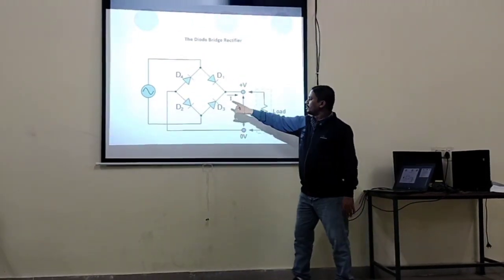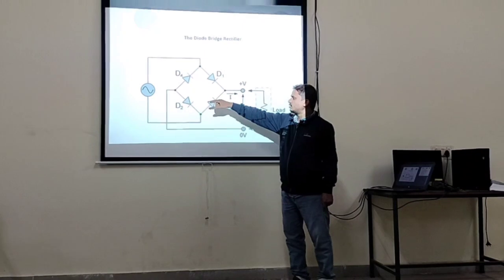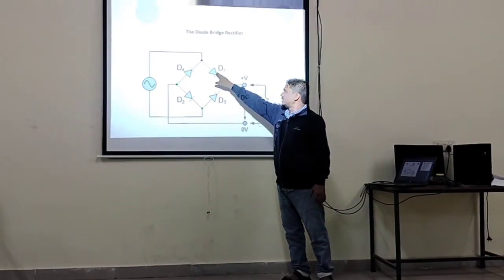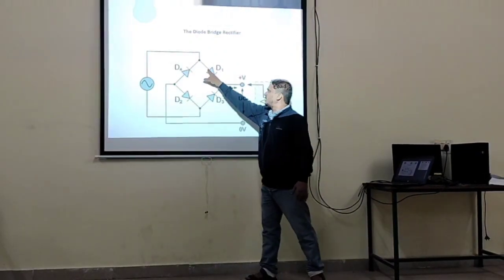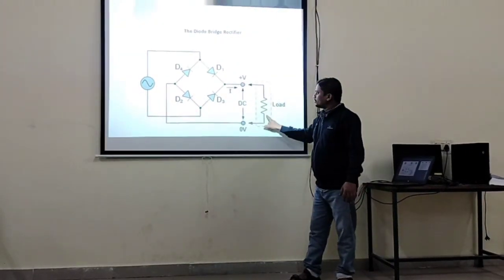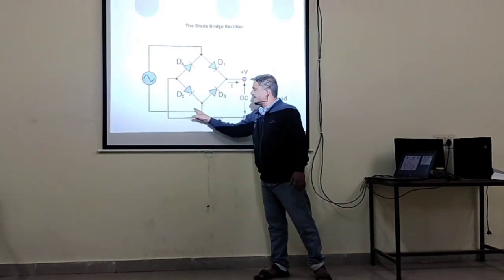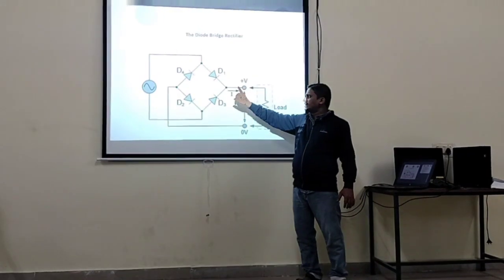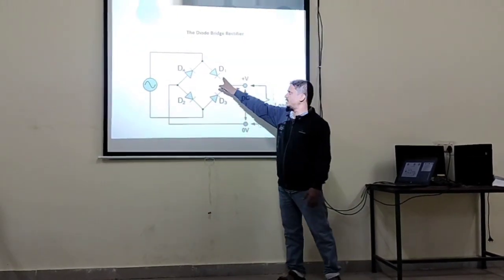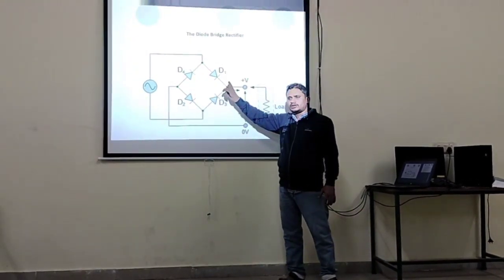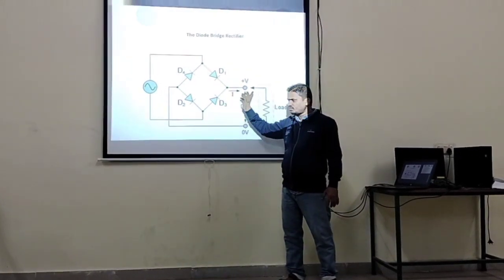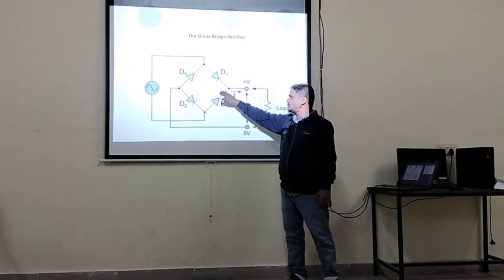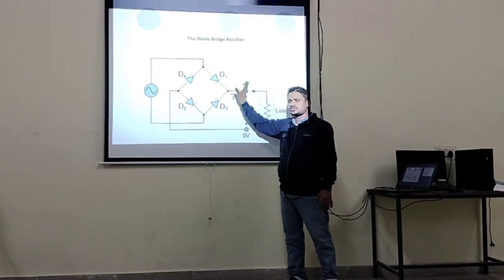Once again, during the positive half cycle, the current flows from D1 to the load to D2 and closes with the negative side. At that time, D1 and D2 are forward biased, which means they allow the signal in the forward direction, and D3 and D4 are reverse biased, which means open circuit. D1 and D2 allow the current, which means short circuit.